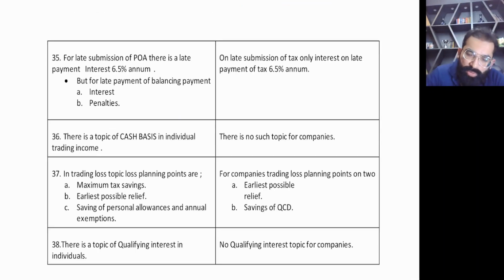Now, for late payment of POA, there is late payment interest of 6.5% per annum. I have already covered this earlier in my first handout today. But for late payment of balancing payment, you have to pay interest and penalties both. This is for individuals. In companies, on late payment of tax, you have to pay 6.5% late payment interest. Nowadays it's 6.5%, but every fiscal year it changes. So if somebody watches this lecture later on, there is a possibility that it may change. So telling you now.